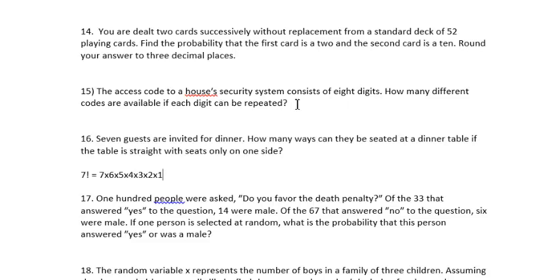If in question number 15, digits could not be repeated, in other words, if the first digit was 3, you could never see a 3 again. If the next digit was 2, you could never see a 2 again. Then instead of doing 10 times 10 times 10, 8 times, you would have to do 10C8, because there are 8 digits. Then you'd have to do 10 times 9 times 8 times 7 times 6 times 5 until you have 8 numbers. So that's really the same question as number 16. It's 7 factorial. There are 7 people, and all 7 have to be seated.